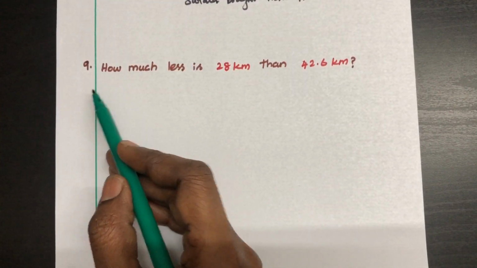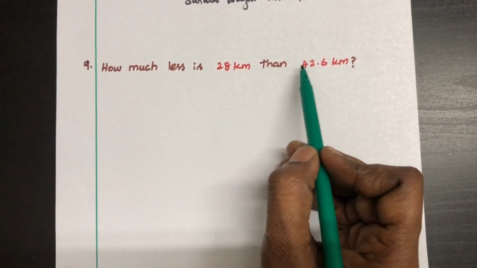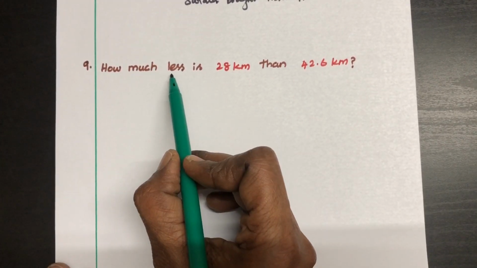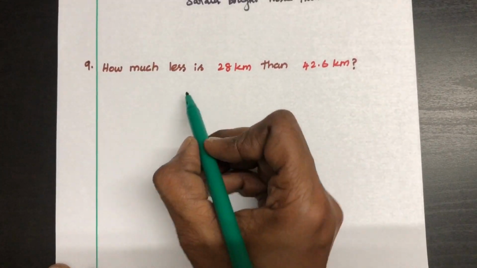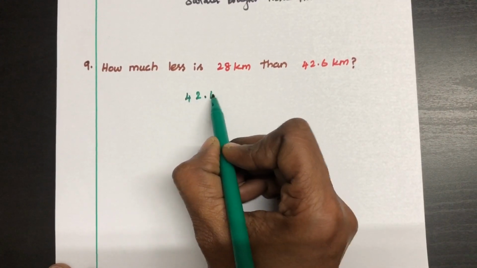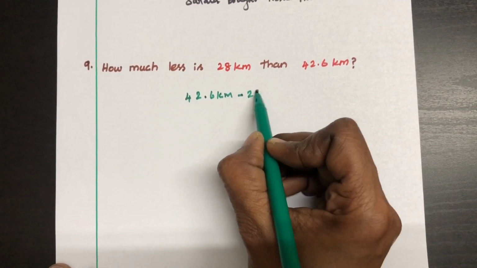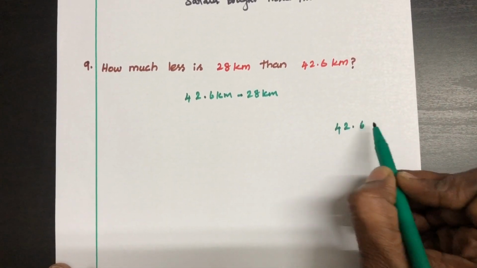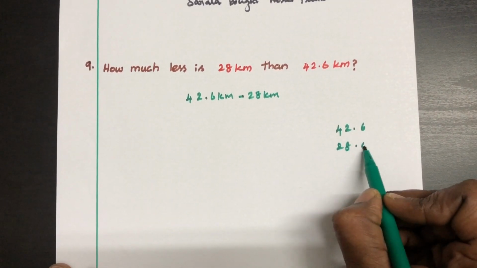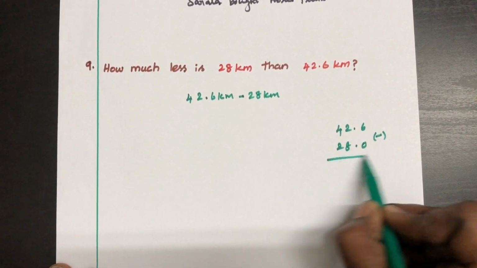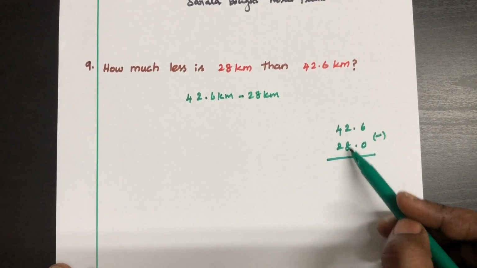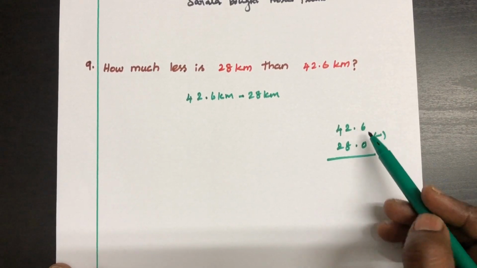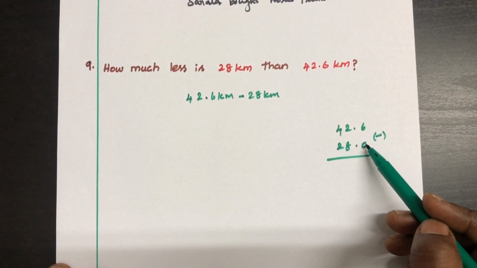9th question. How much less is 28 kilometer than 42.6 kilometer? How much is less? If we see words like less, we need to subtract. So 42.6 kilometer minus 28 kilometer. So 42.6, 28.0, subtraction. That means whole number should come in the whole number place only. Decimal numbers will occur in the decimal places. So if there is no decimal places, just put 0.